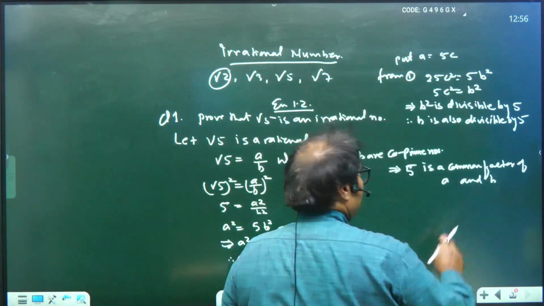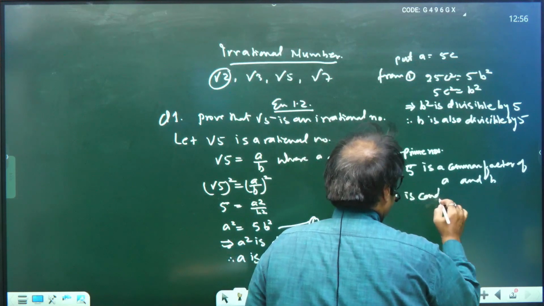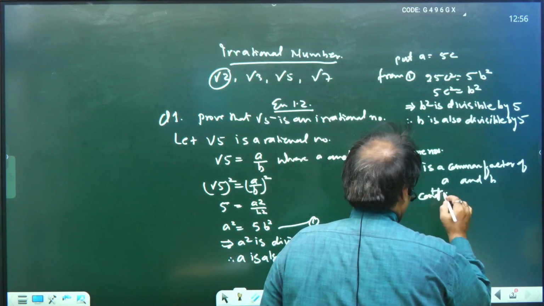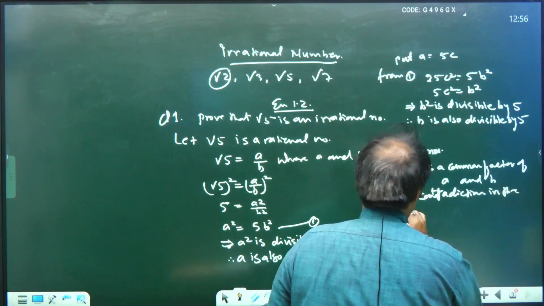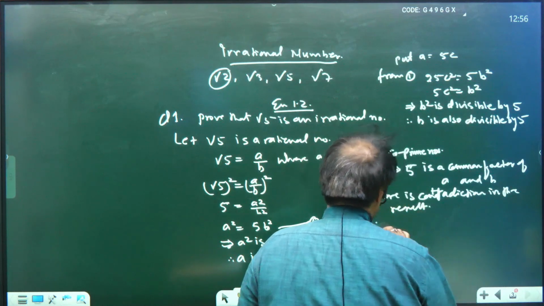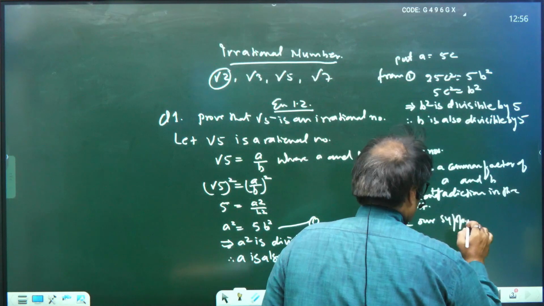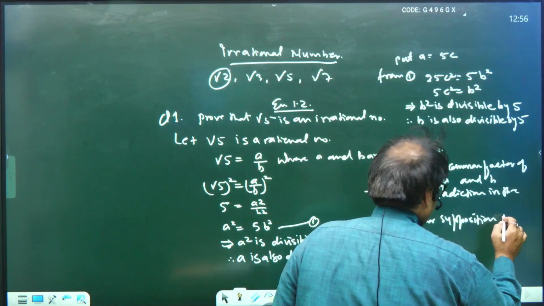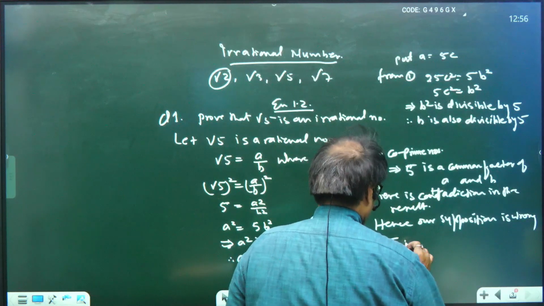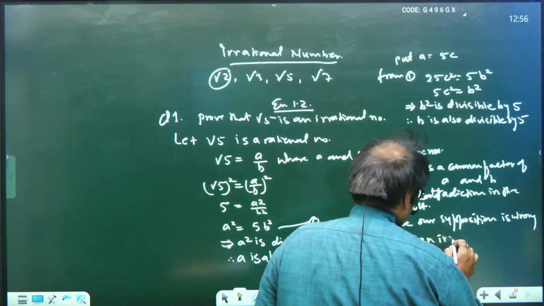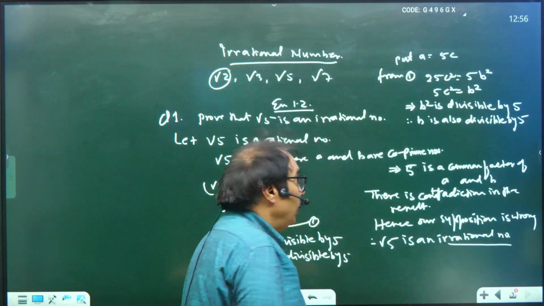So 5 is a common factor of a and b. So there is contradiction in the result. So hence our supposition is wrong. Therefore under root 5 is an irrational number. Okay, got it?